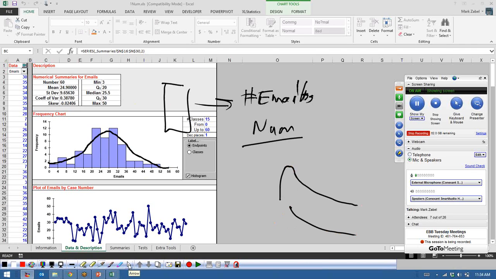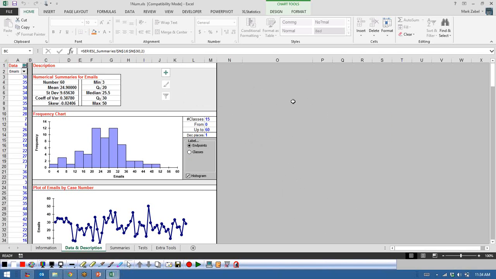Okay, all right. Now I'm going to remember these two values, the mean and the standard deviation, 24.9 and 9.656. Okay, let's see if I can remember that one. All right, but you don't have to. We'll be able to come back here.